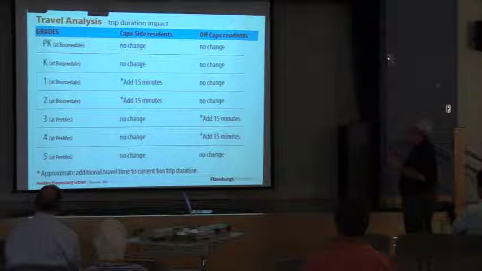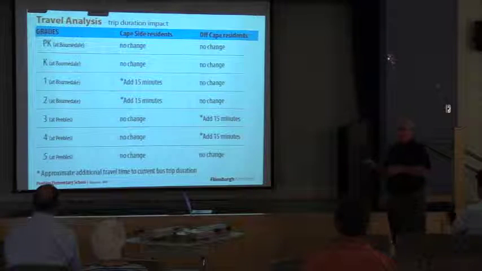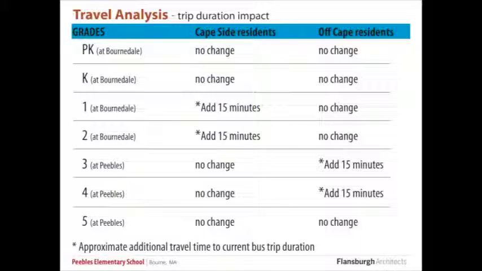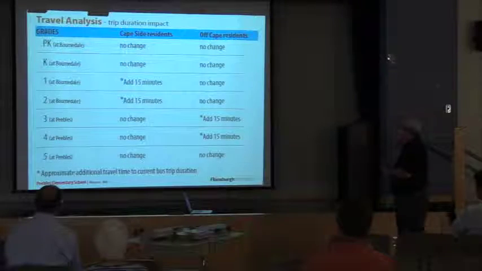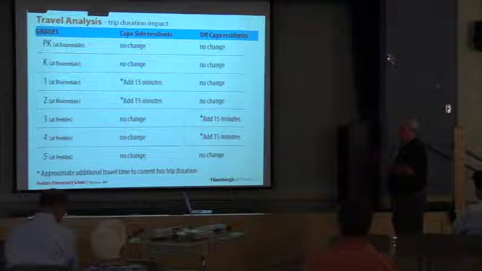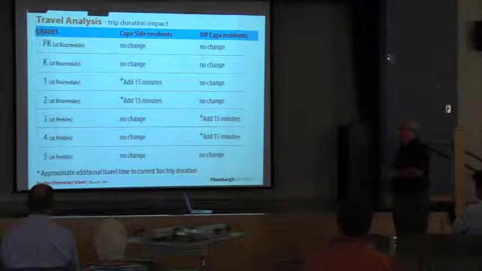So, first of all, the PK students are transported on vans at the district outward. So the PK students are not on big buses. All right. So, kindergarten at Bourndale, if you're a Cape Side resident, no change. Did all the K's go to Bourndale? They all go to Bourndale. So if you're a Cape Side resident for grade one or two, there's an additional 15 minutes. And then if you're off Cape for three and four, there's another additional 15 minutes. So not all of the students are going to be affected, only the students that are moving from one side to the other.